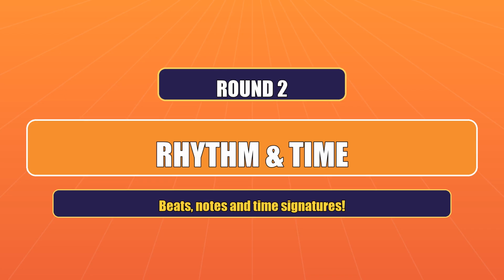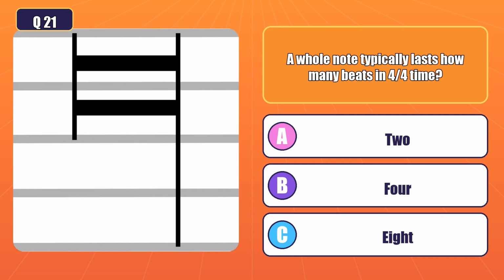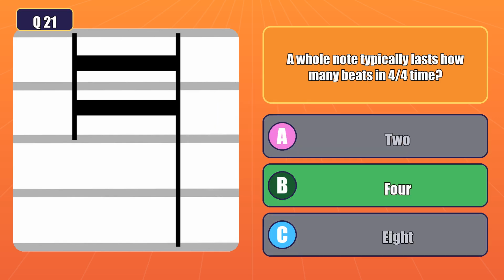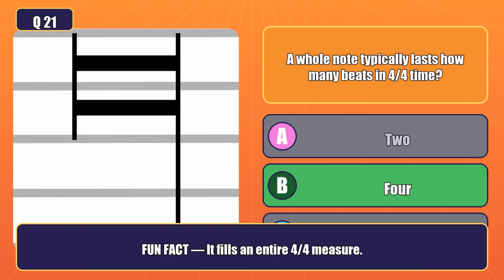Round 2. Rhythm and time. Beats, notes, and time. Question number 21. A whole note typically lasts how many beats in 4/4 time? The answer is 4. Fun fact, it fills an entire 4/4 measure.